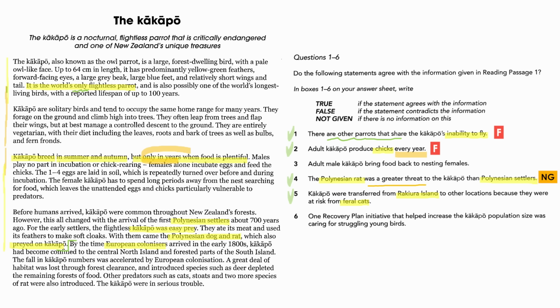And please note that we still read about both rats and settlers. It's just that we can't say whether it was a greater threat or a threat less great. That's why the answer is not given.